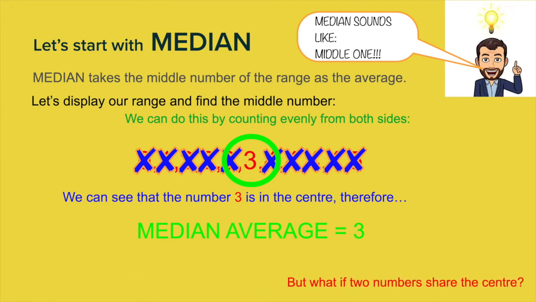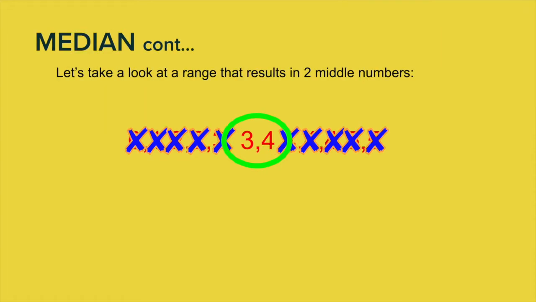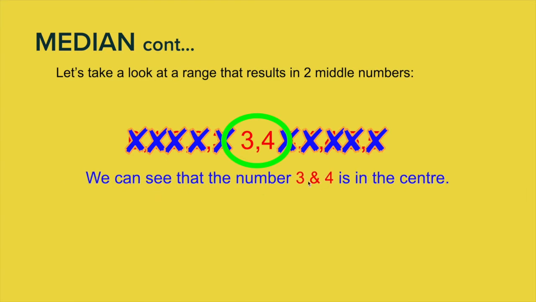However, maybe some of you have spotted this. What if on your range there is an even quantity of numbers? That means that two numbers share the center. Well, that doesn't matter at all. Let's take a look at a range that results in two middle numbers. So we can see here that the numbers 3 and 4 are in the center, and we can tell that because there are 5 numbers on both sides. So these numbers come in the middle.